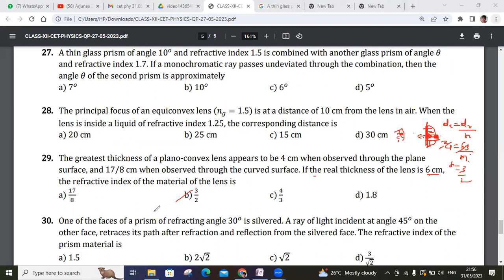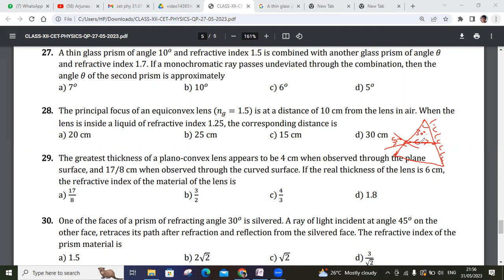Then we have 30th, the last question. One of the faces of a prism of refracting angle 30 degrees is silvered, right? We have solved this actually. So one face is silvered, and this is 30 degree. A light ray is incident at 45 degree, and it goes like this. They are telling us that on the other side, it retraces its path after refraction and reflection from the silvered surface.